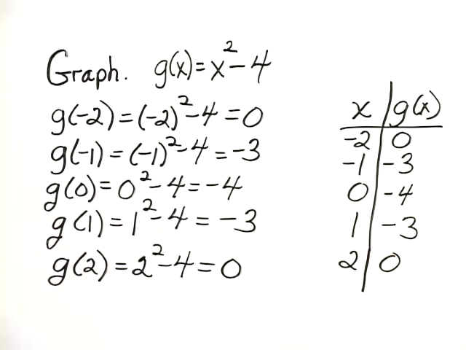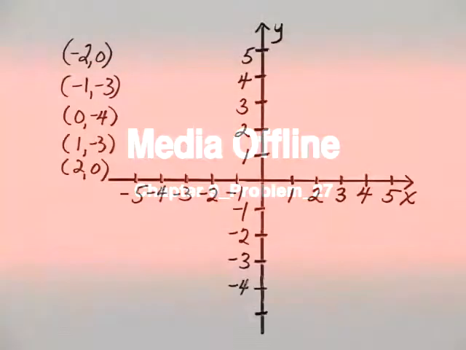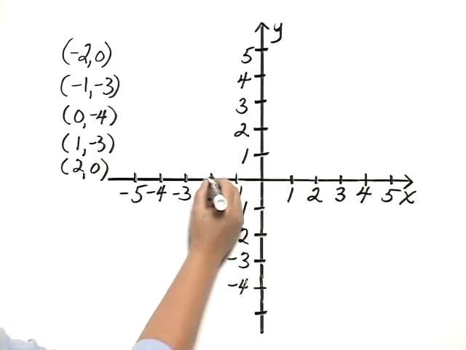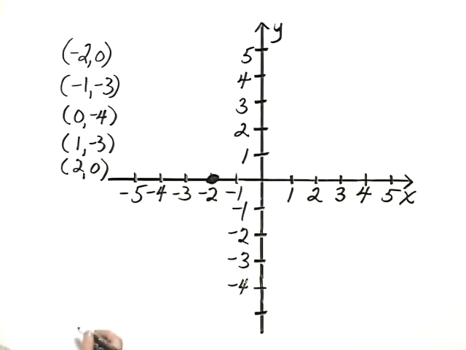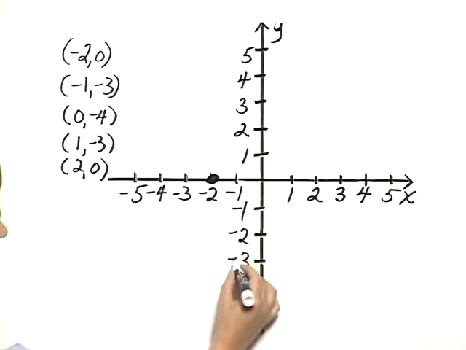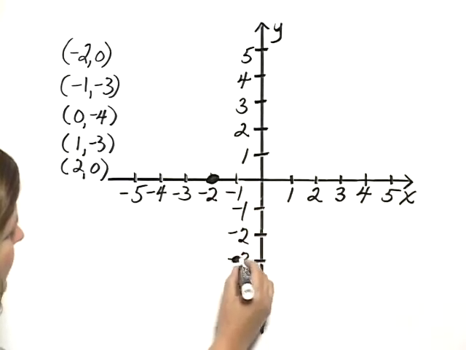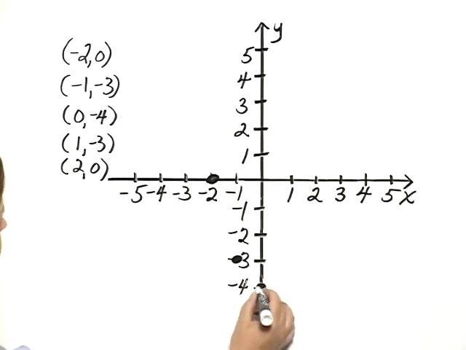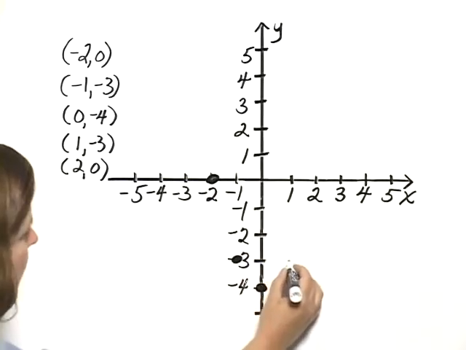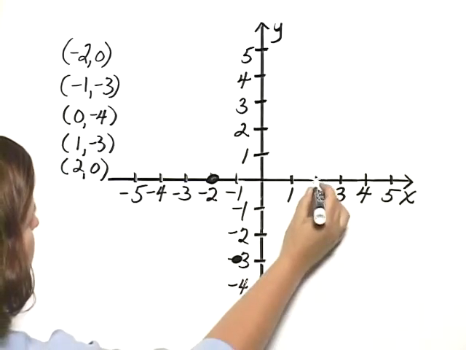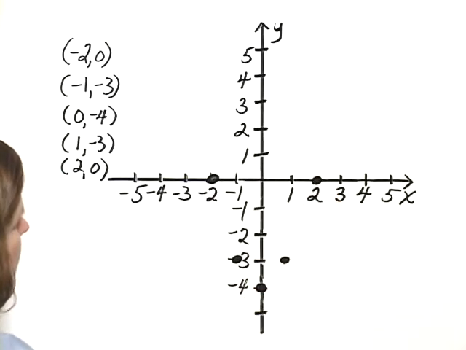So we'll now plot the points and draw the graph. Plotting the point -2, 0, we have this point right here. -1, -3, over -1 down, we have this point right here. 0, -4 puts us here. 1, -3 puts us here. And 2, 0 is here.